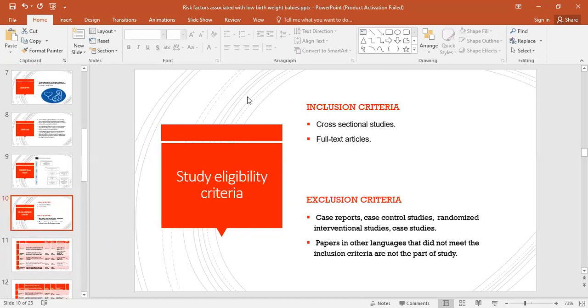Inclusion criteria. For the selection of my articles, only cross-sectional studies and full text articles are included. And in the exclusion criteria, case reports, case control studies, RCTs, and case studies are not included. Papers in other languages that did not meet the inclusion criteria are not part of our study.